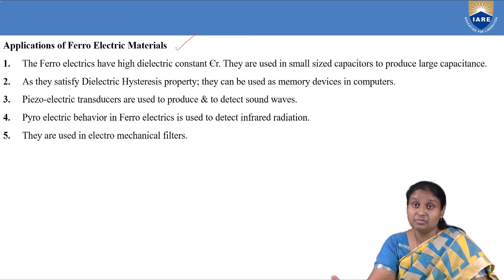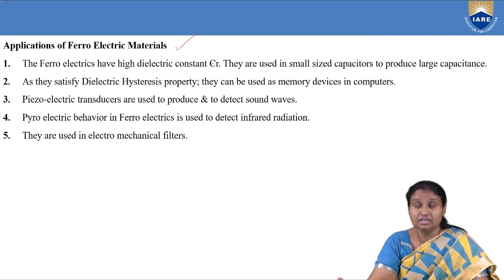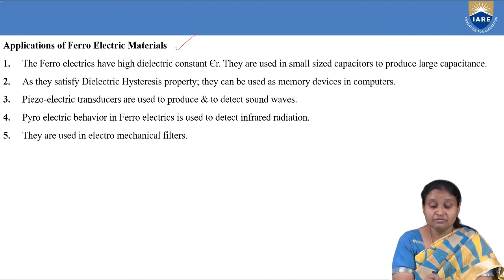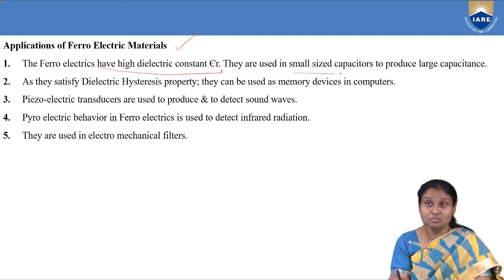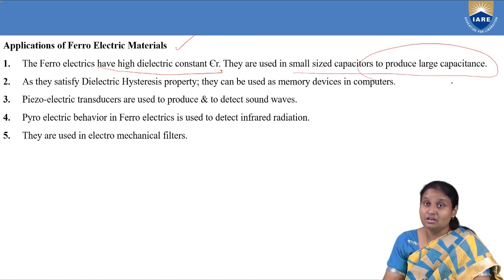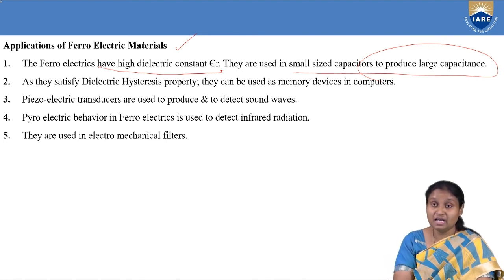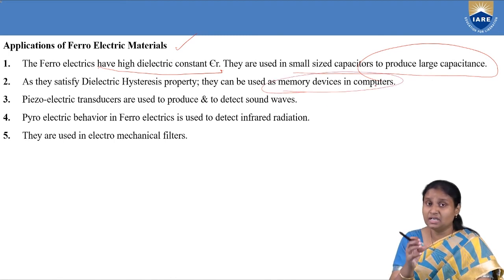Also, these ferroelectric materials have a very high dielectric constant at the Curie temperature. Because they have a high dielectric constant, they are used in small-sized capacitors to produce large capacitance. We know that capacitance depends on permittivity, and because they have a high dielectric constant, they are used in capacitors in order to produce large capacitance. And they exhibit the hysteresis property. That's why they are used as memory devices, where data can be retained even if power goes off.